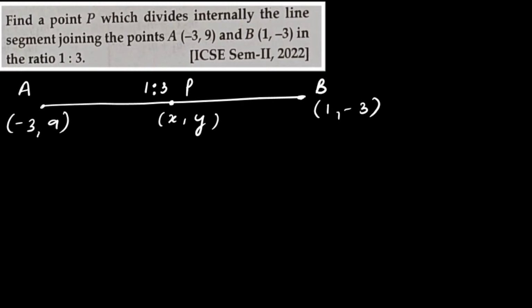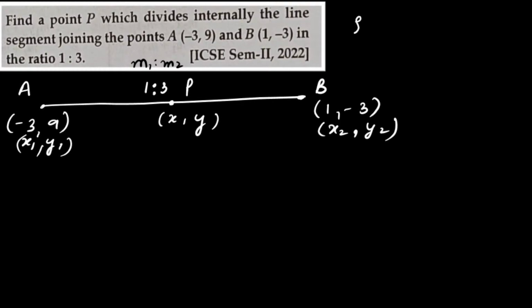Like this you try to draw the line segment as well. Here I'll just write x1, y1, make sure you are always writing it. This is x2, y2, and here we can write the ratio 1:3 as m1:m2. So here we have to use the section formula.